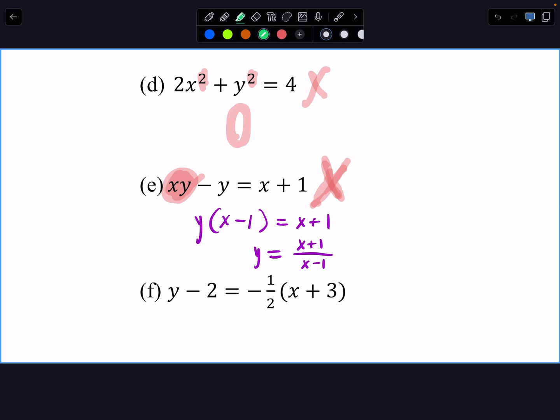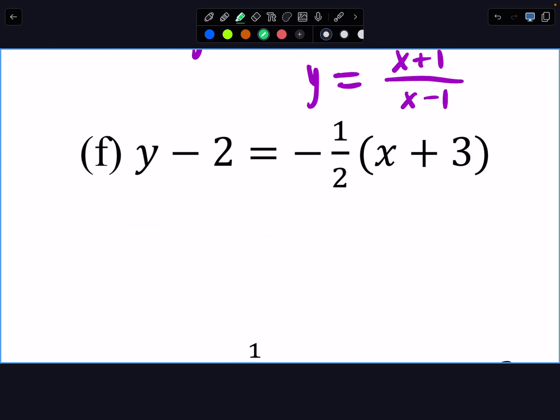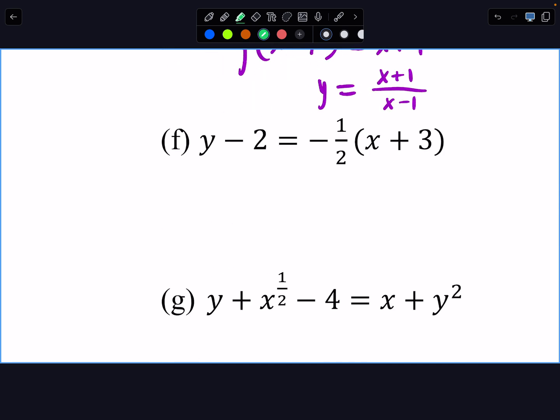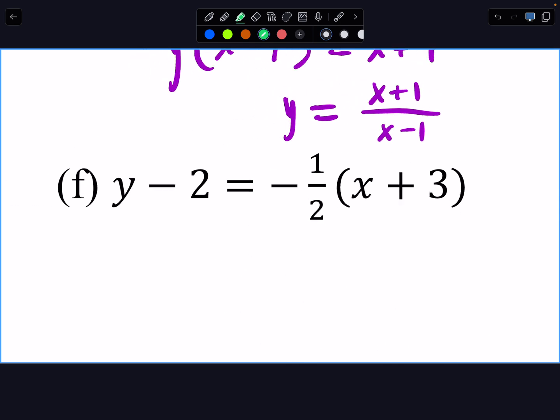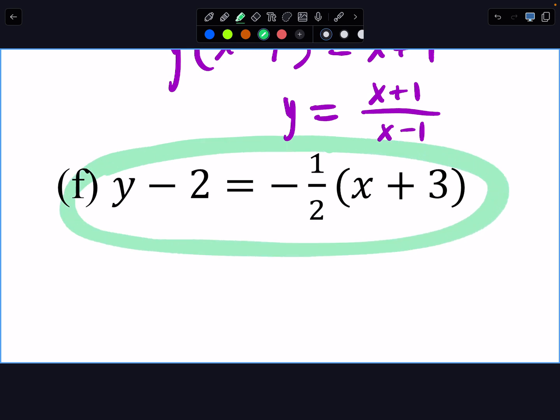Okay, last one. Line or not a line? Not the last one, sorry, my bad. Second to last one, line or not a line? Yes, line. We got an x raised to the first power, y raised to the first power. And the equation of this line is actually in the superior form of the equation of a line, known as point slope form.